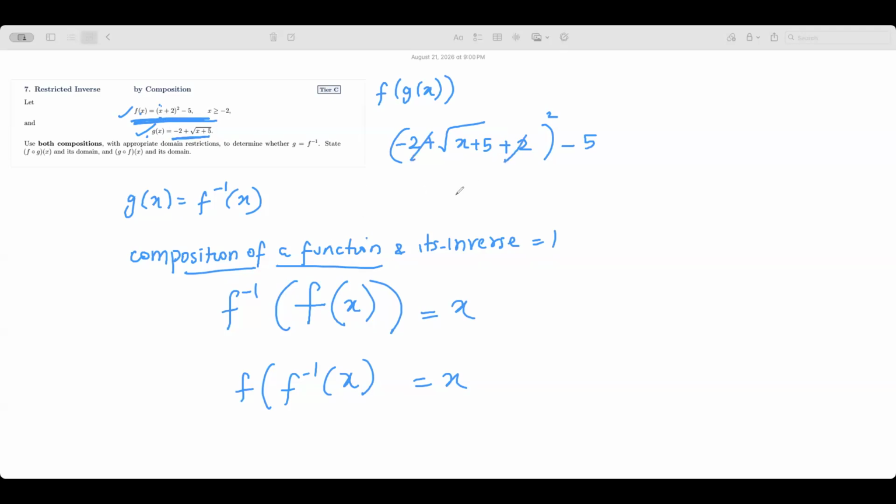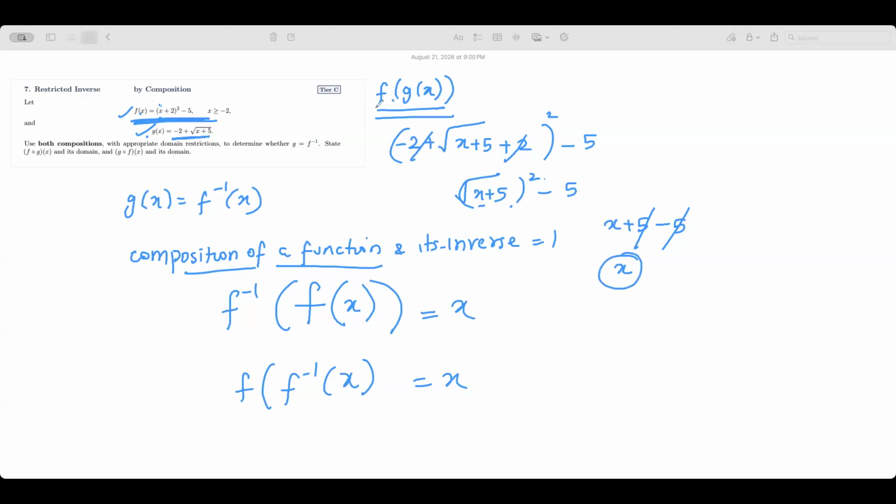So this and this will get cancelled. Square root of x plus 5, the whole square, minus 5. What is square root of x plus 5 the whole square? That is x plus 5. X plus 5 minus 5. See, f of g of x is becoming x.